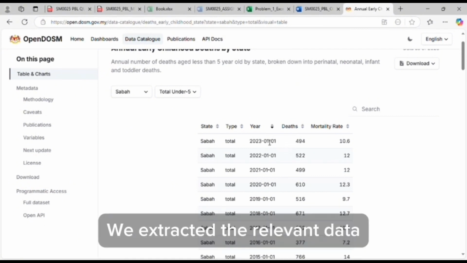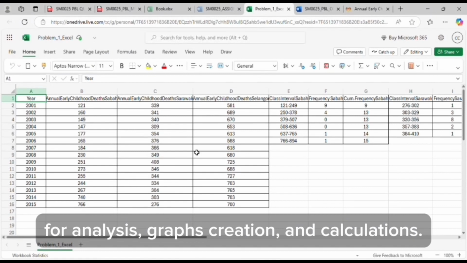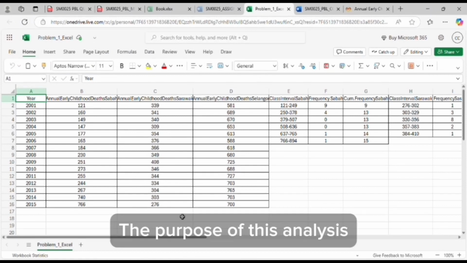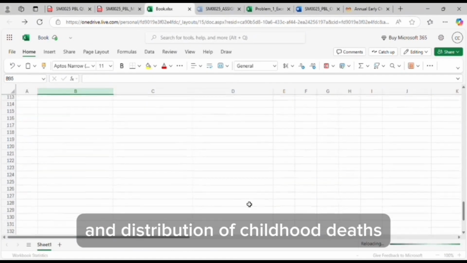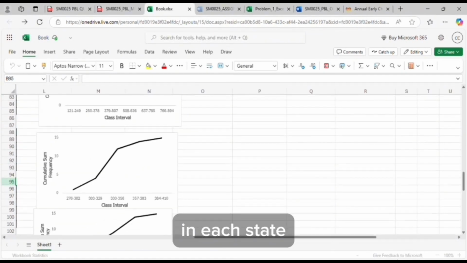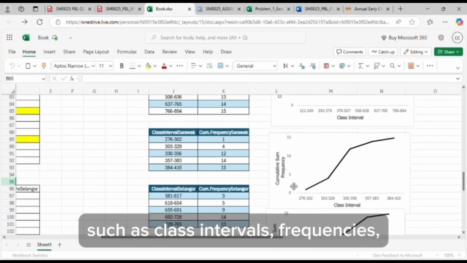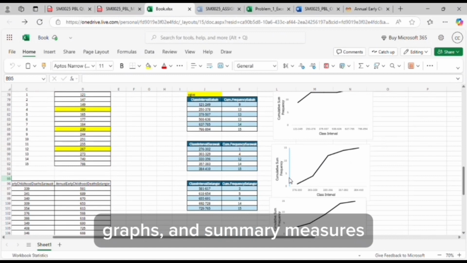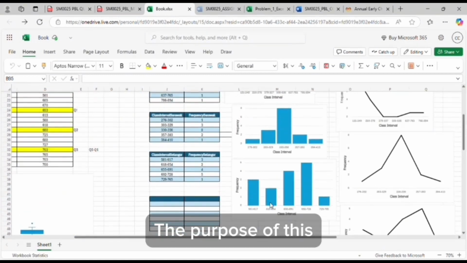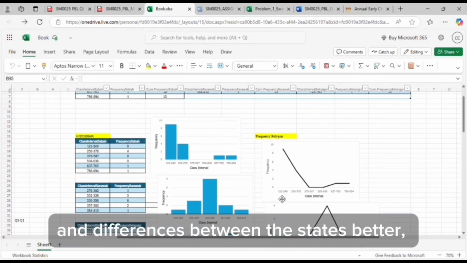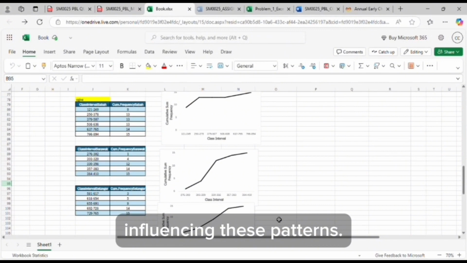We extract the relevant data and organize it into Microsoft Excel for analysis, graph creation, and calculation. The purpose of this analysis is to summarize, visualize, and compare the frequency and distribution of childhood debt in each state using various statistical techniques such as class intervals, frequencies, graphs, and summary measures like the mean and standard deviation. This helps us understand trends and differences between the states better and discuss the possible factors influencing this pattern.